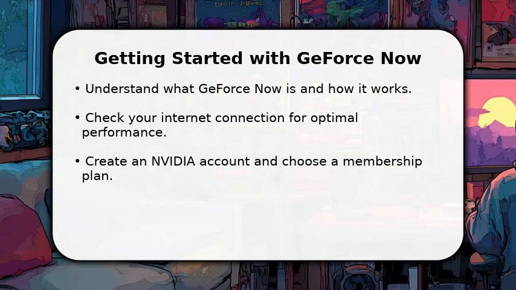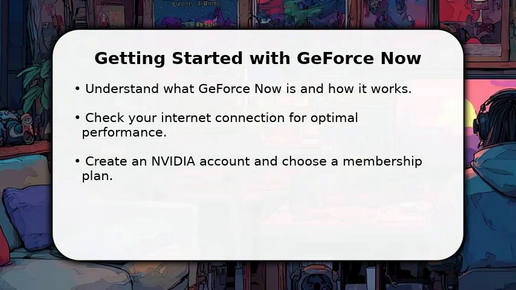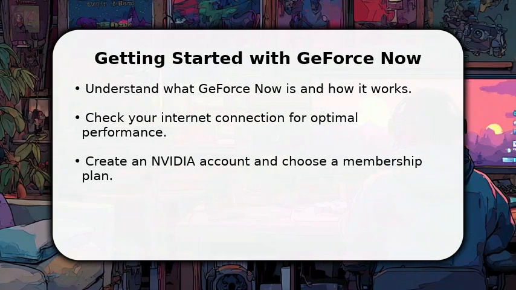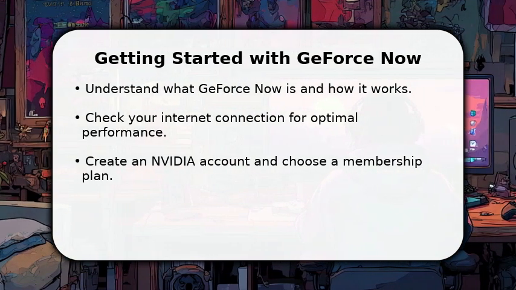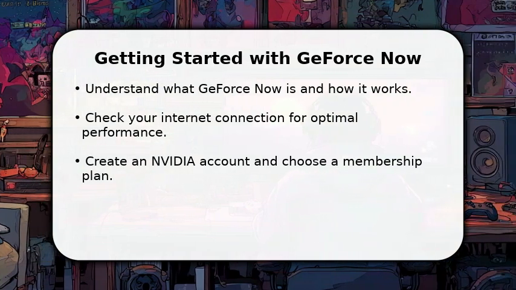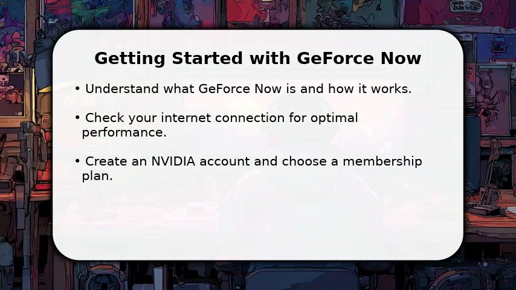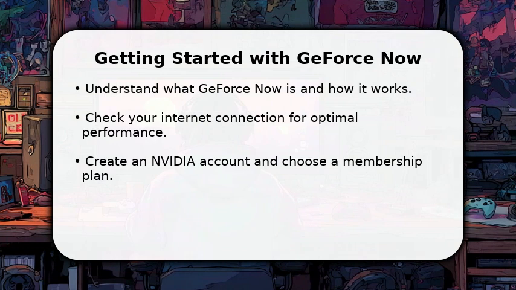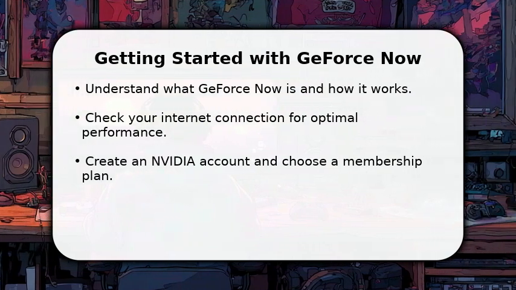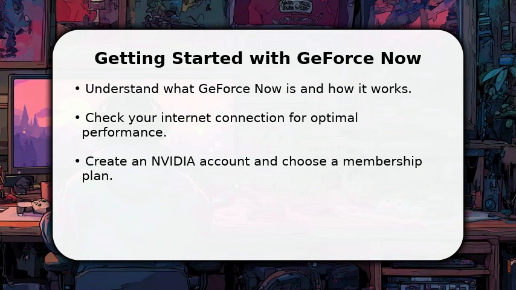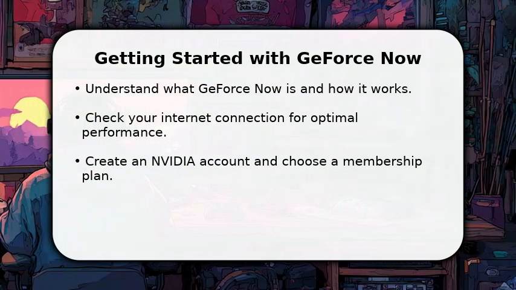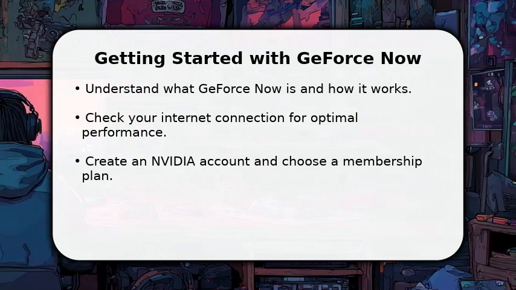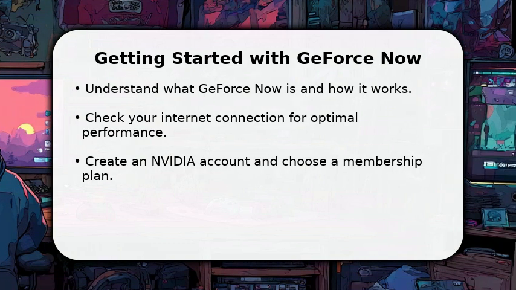In this video, I will explain how to play Fortnite using GeForce Now. First, let's understand the basics. GeForce Now is a cloud gaming service that allows you to play PC games on almost any device without needing a powerful gaming rig. To get started, ensure you have a stable internet connection, ideally with at least 15 megabits per second for 720p at 60 frames per second, or 25 megabits per second for 1080p at 60 frames per second. Then, create an NVIDIA account and select a membership plan that suits your gaming needs.